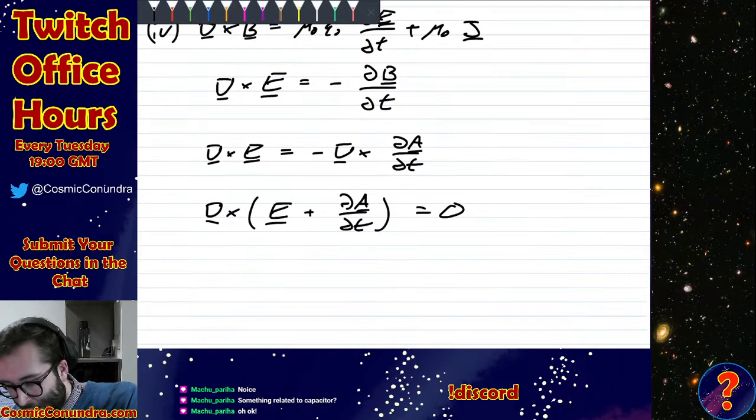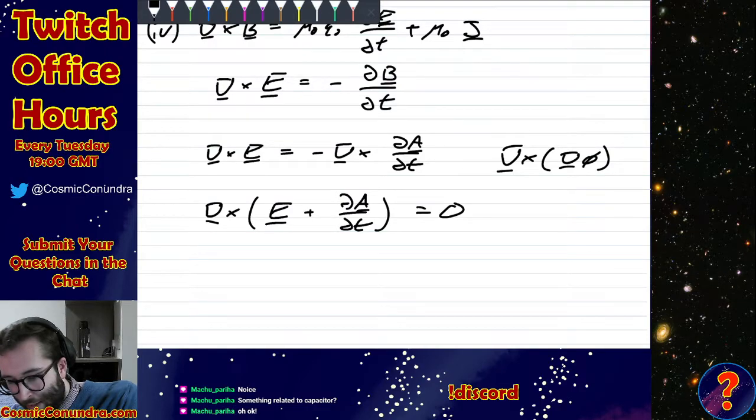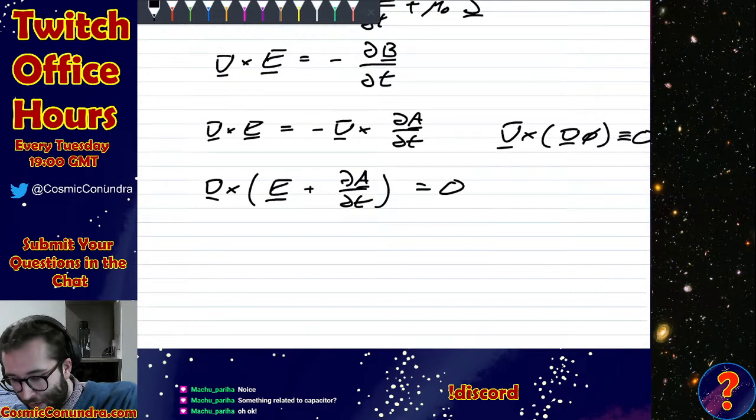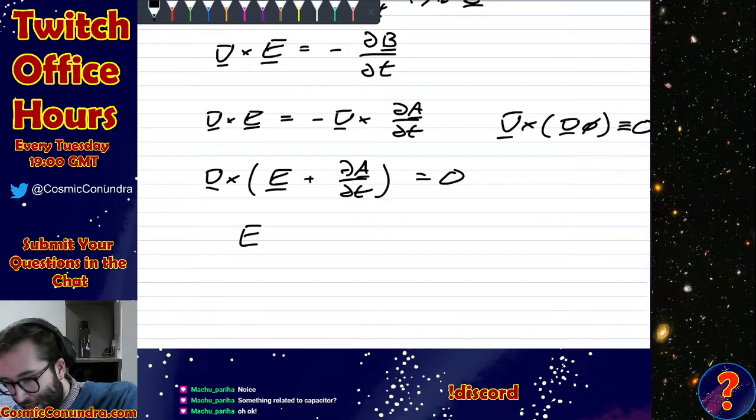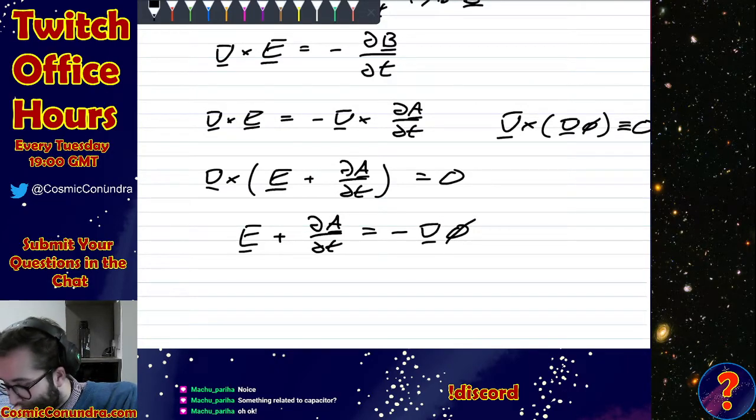Okay? And the curl of something being 0 means that you can define it as the gradient of some scalar function. This is another fact from vector calculus, that the curl of the gradient of some field is identically 0. So now we define a new potential phi. We define the thing that is inside of the curl, which is this E plus dA by dt, to be minus the grad of some scalar field phi, which it will turn out physically will be the electromagnetic potential.